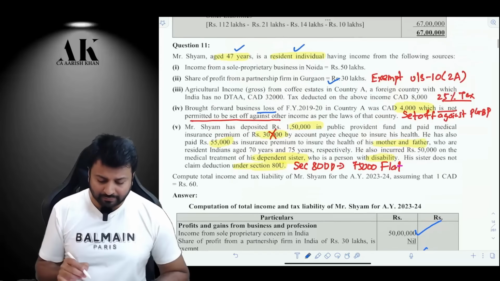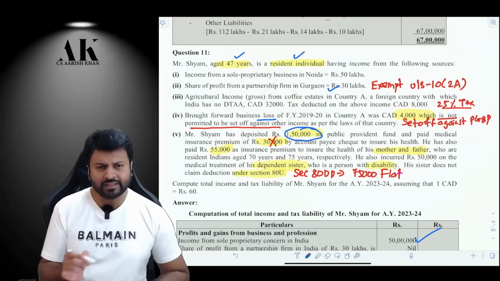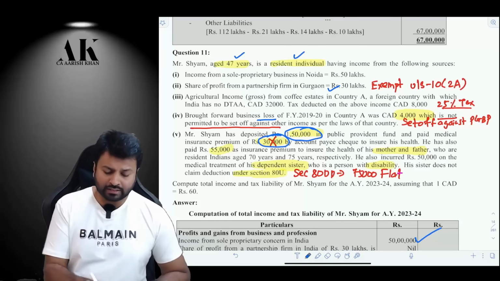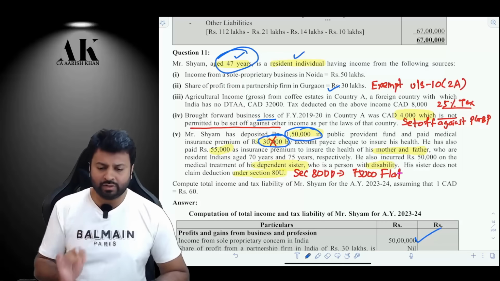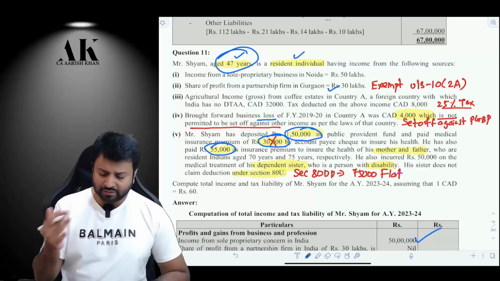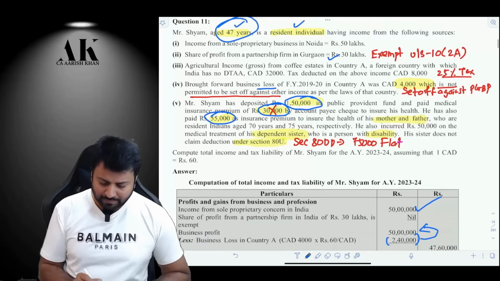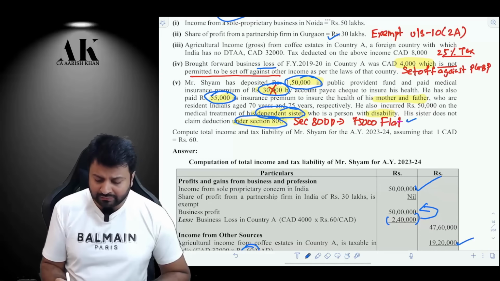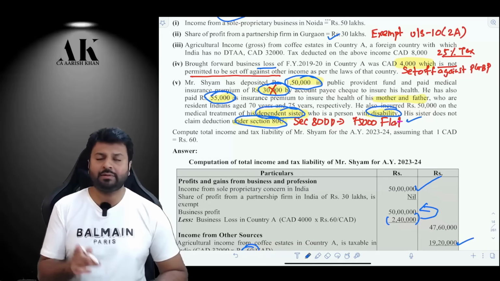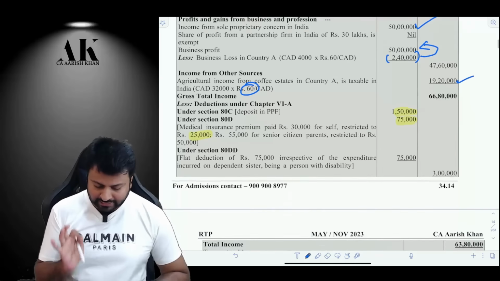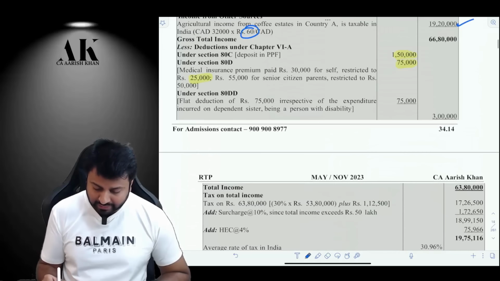You reduce that. After that, he has paid some PPF, 1,50,000 he will get. He has paid some 30,000 to insure his health under 80D, but he will not get 30,000 because his age is less than 60. He will get only 25,000. Plus, he has paid some 55,000 insurance premium for his parents. So for that also, he will get only how much? Only 50,000. Plus, there is one sister who is dependent on him, and the sister is not claiming 80DD. Therefore, he can claim, and that sister is disabled. Therefore, he can claim 80DD, 75,000 flat deduction, and therefore he will get 75,000 flat deduction under 80DD.